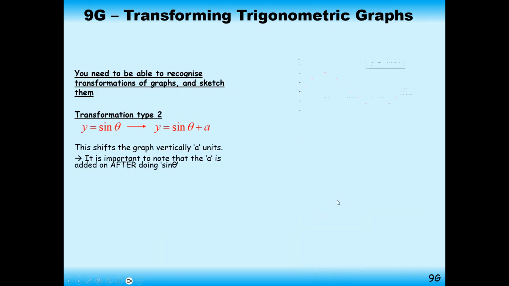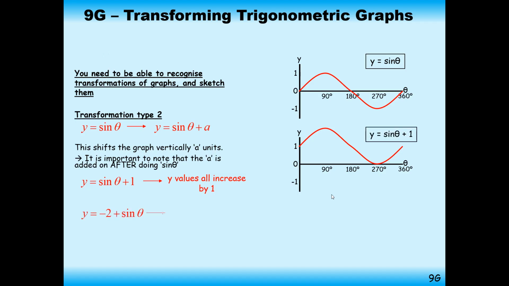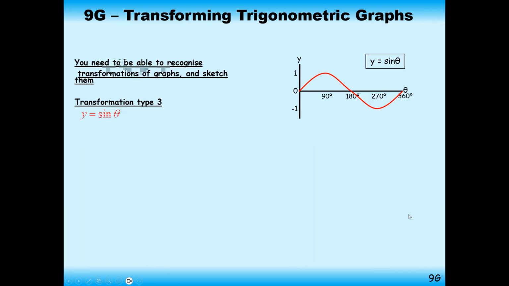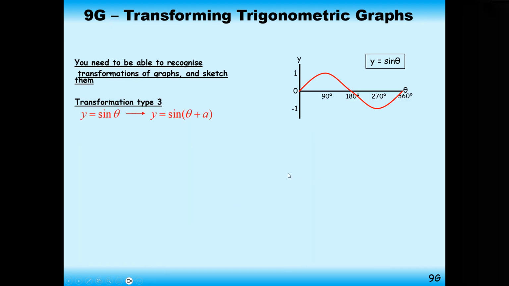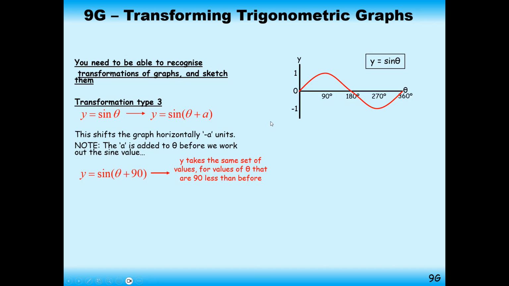The transformation here is addition outside of the bracket. So if we add 1 to the sine function, it will shift it up, or translate it up, by 1 unit. And if we subtract 2 from sine, it's the same as having minus 2 plus sine, so that would translate it down by 2 units. And here we are looking at a value inside the bracket. Now, I tried explaining this before.